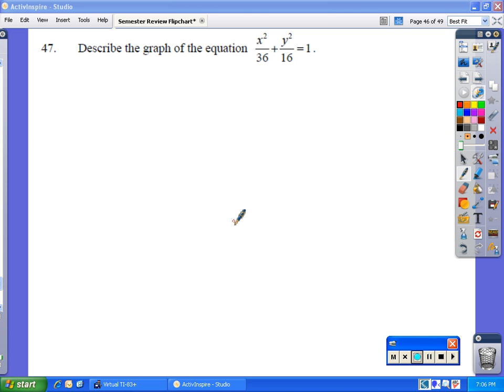Number 47 asks us to describe the graph of the equation x squared divided by 36 plus y squared divided by 16 is equal to 1. We know that this is the graph of an ellipse. Our ellipse is centered at the origin, or at 0, 0.